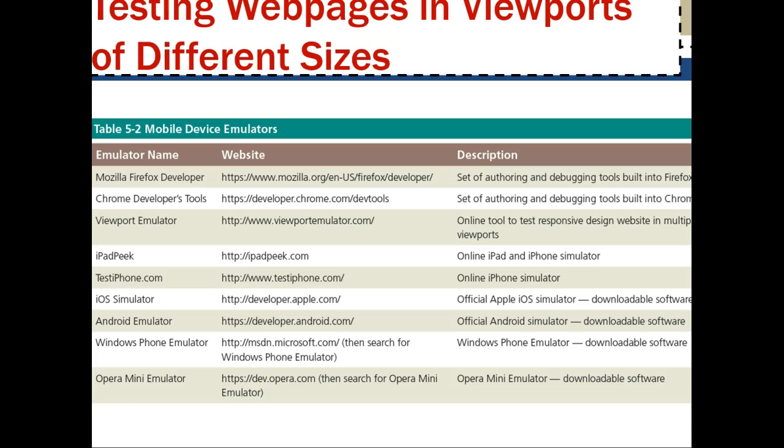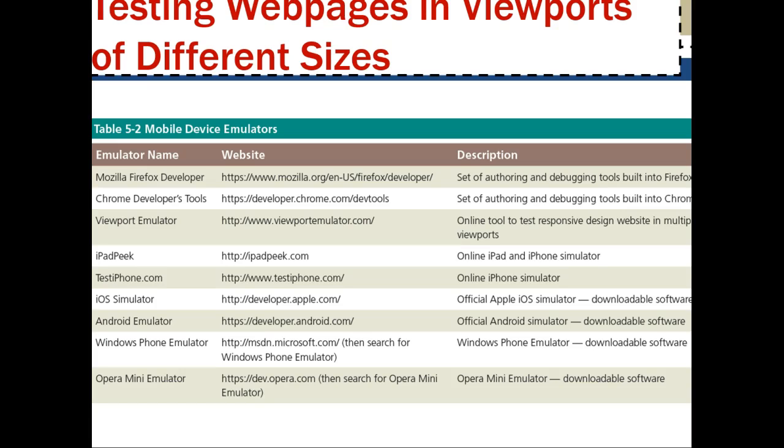The last thing that we are going to talk about in this chapter is testing web pages in viewports of different sizes. One way to test our web page for various devices, operating systems, browsers, and viewport sizes is to publish our web page to a web server and then access it from all those configurations that we want to test. This approach is very expensive and also very impractical. Fortunately, there are many tools and emulators available to make the testing process less expensive and much faster.